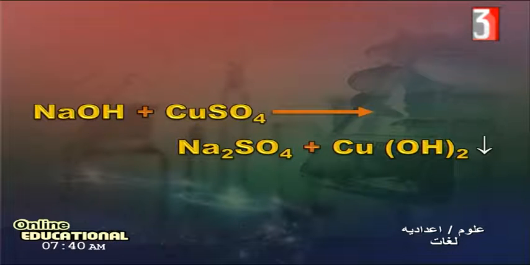As an example, sodium hydroxide can react with copper sulfate. If sodium hydroxide as a solution reacts with copper sulfate as a blue solution, it produces sodium sulfate and copper hydroxide as a precipitate. Again, sodium hydroxide reacts with copper sulfate to produce sodium sulfate and copper hydroxide as a precipitate.